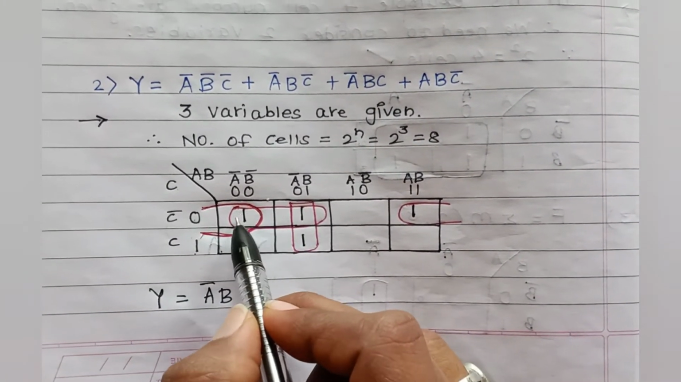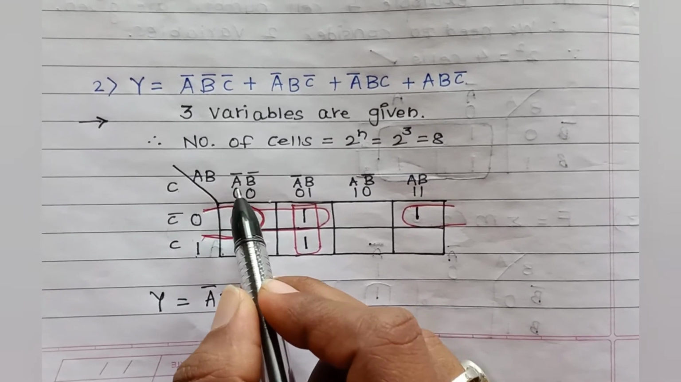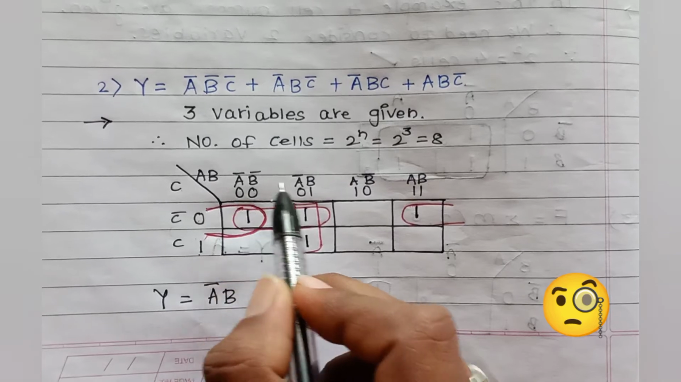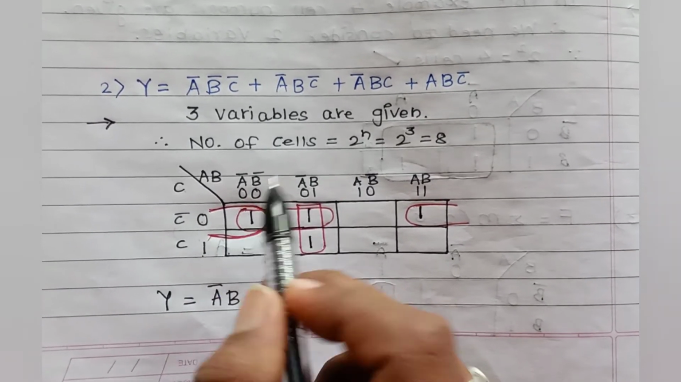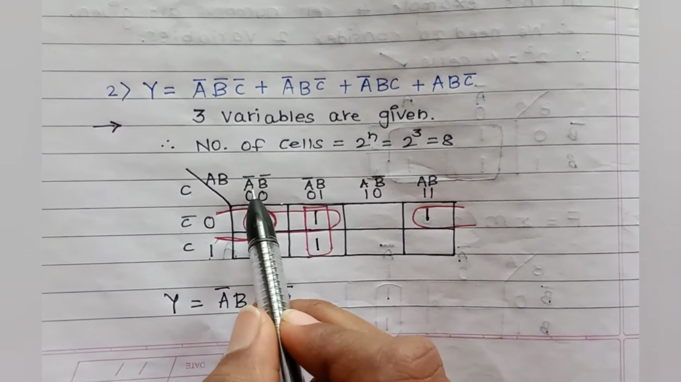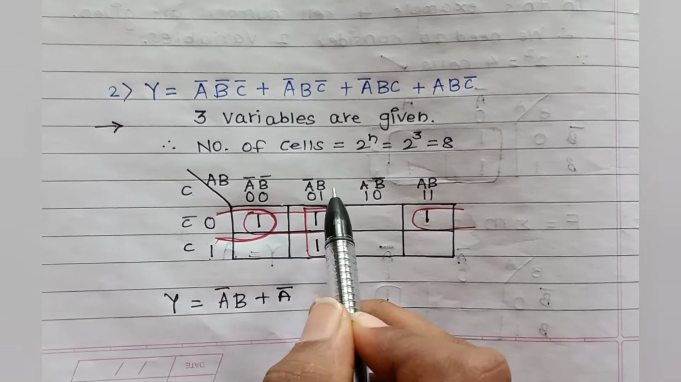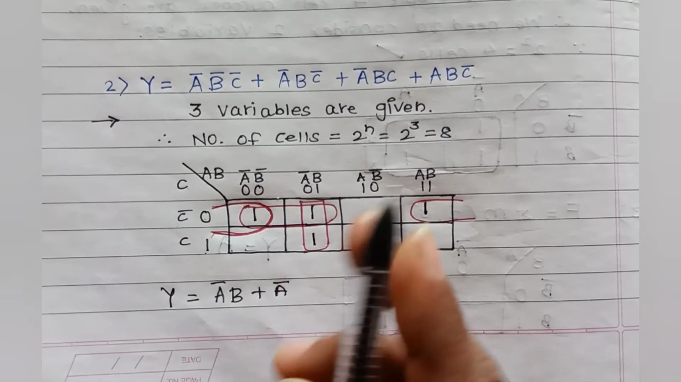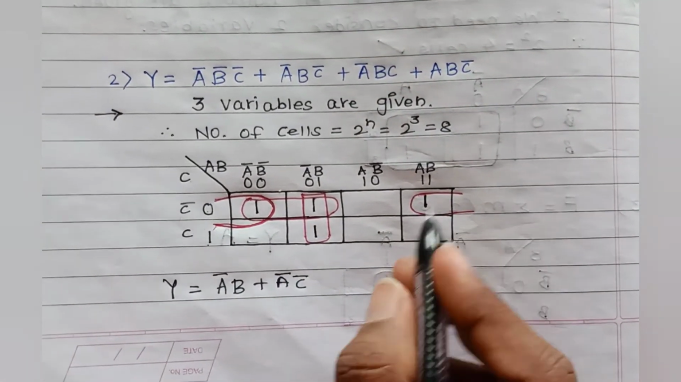Now about this second pair, how many columns are involved? These two columns, A bar, B bar, B. A bar is constant, B bar is varying. So I will write down here A bar. Why I am writing A bar? Because A bar is stable, B bar is changing from 0 to 1. Then one row is included in that, that is C bar. So I will write here C bar.